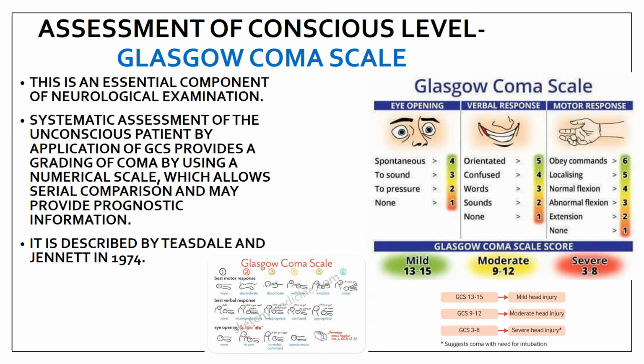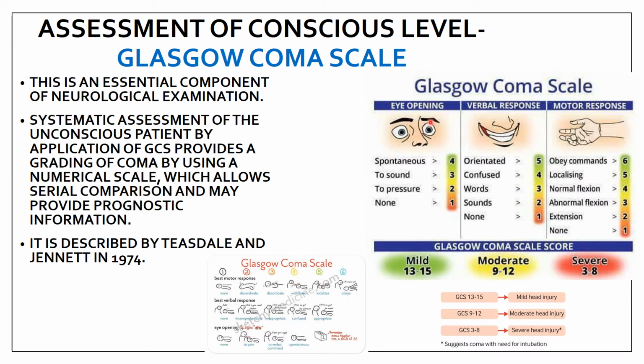So it is the systematic assessment of the unconscious patient by application of this coma scale, which provides a grading of coma by using a numerical scale, and it allows serial comparison and may provide prognostic information. It was described by Teasdale and Jennett in 1974. So what exactly is this coma scale? It has three variables: eye opening, verbal response, and motor response.